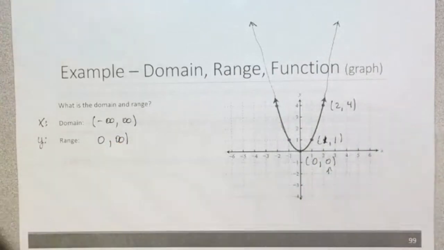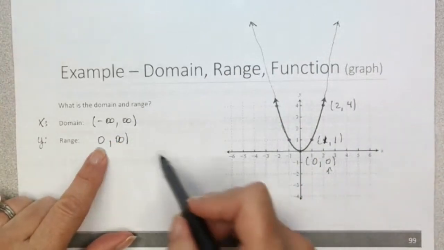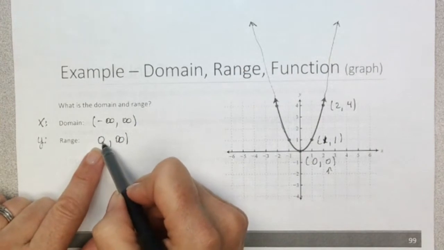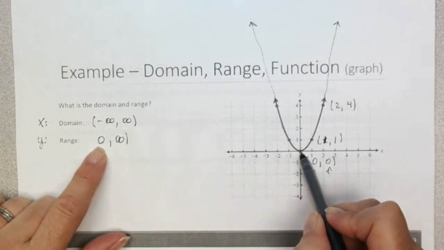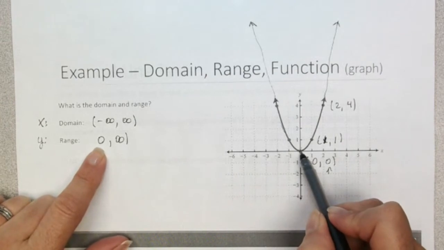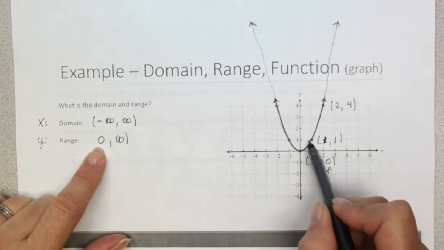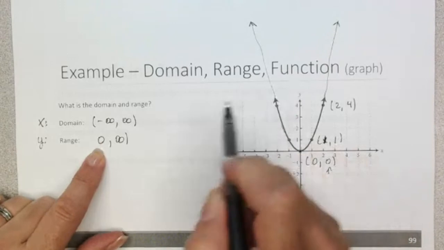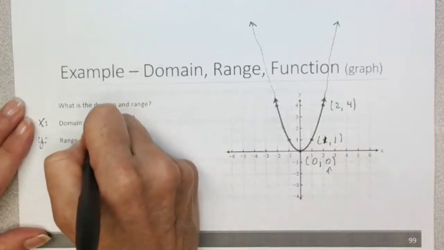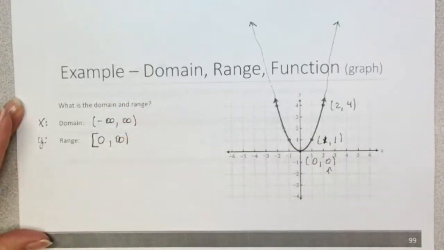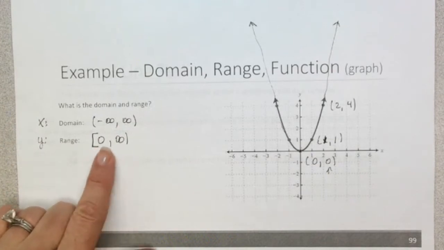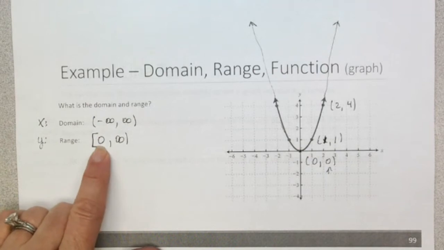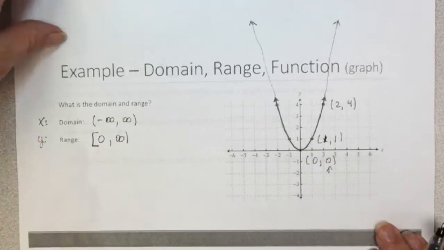Now, the thing about the range here that I got to think about is should this be a closed interval or an open interval? Should that actual value of 0 be included in this interval? It should be, because that point (0, 0) is on the graph. So I want to use a square bracket here to indicate that the left end of that interval, the small end of the range, is closed. The 0 does get included there.